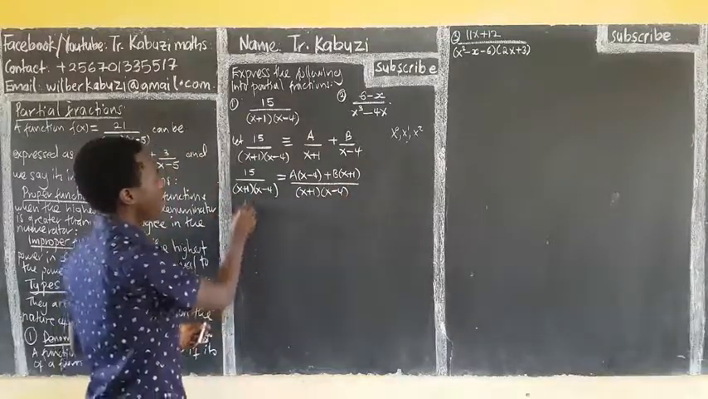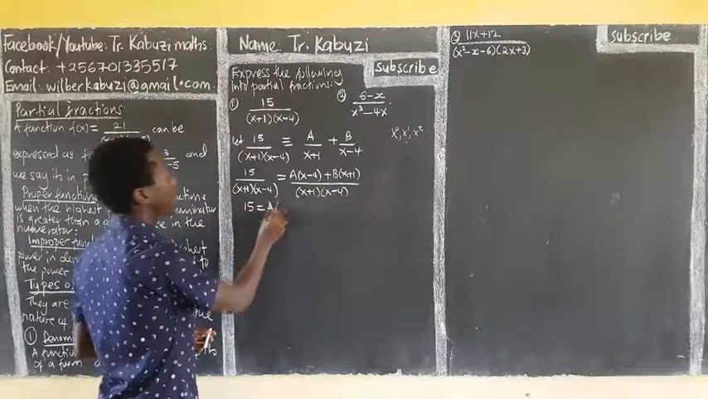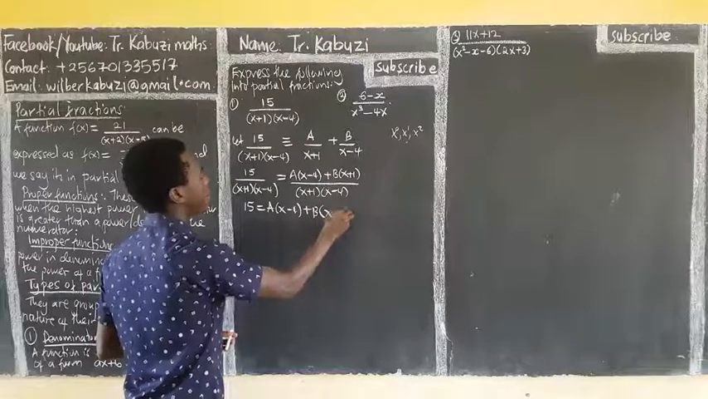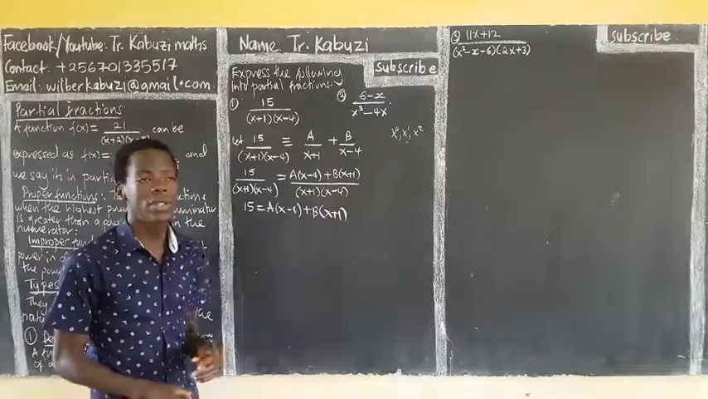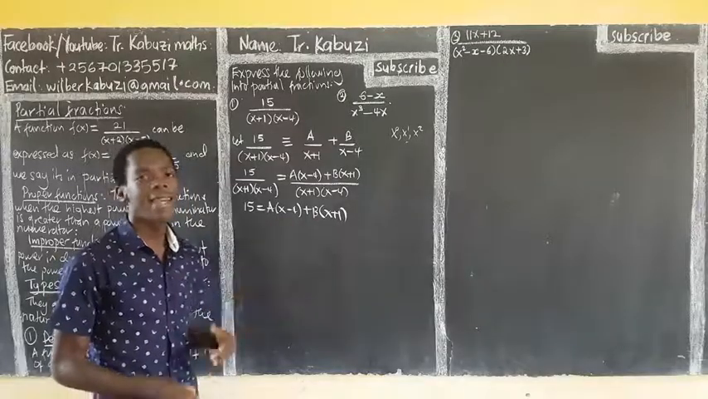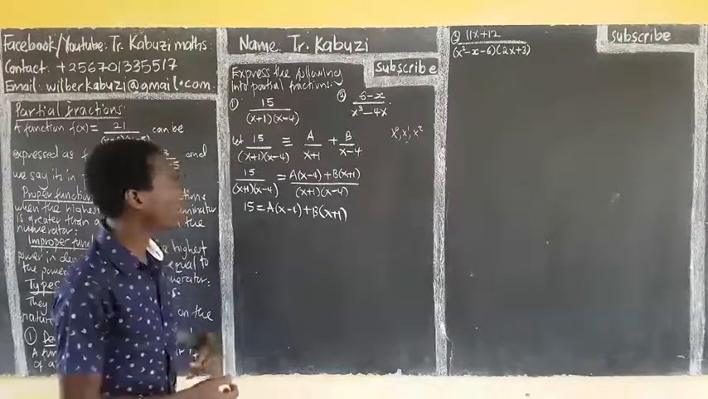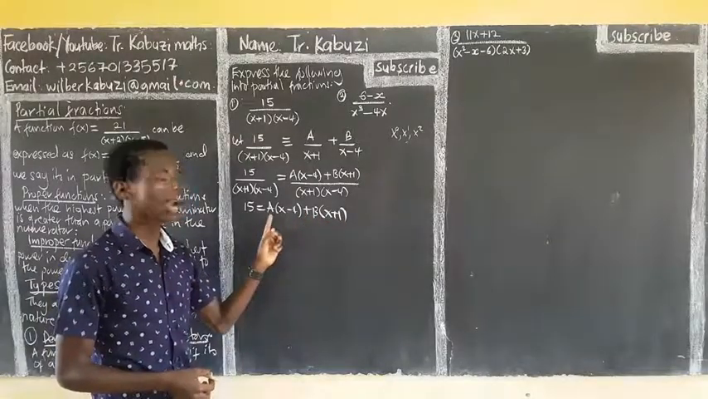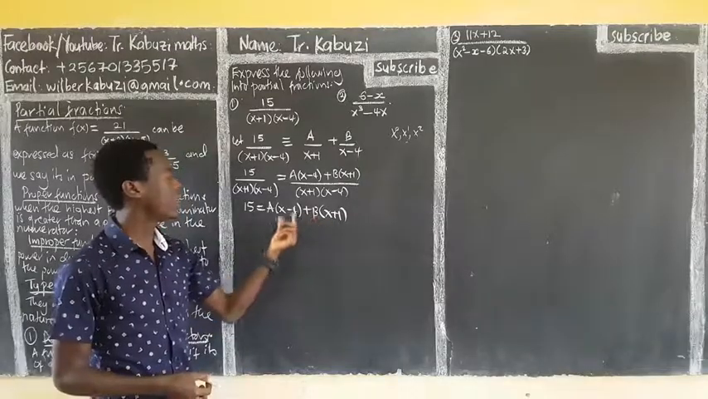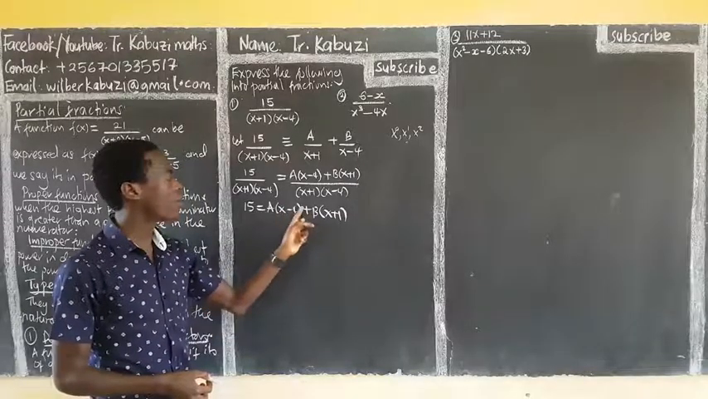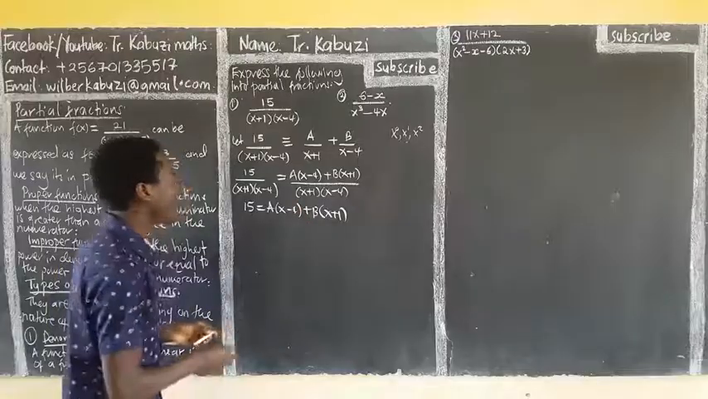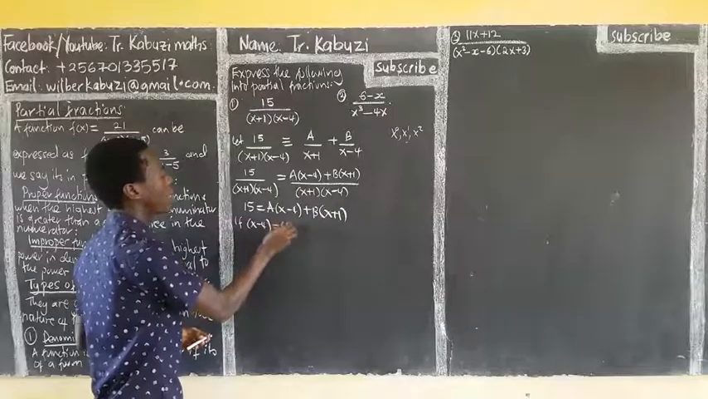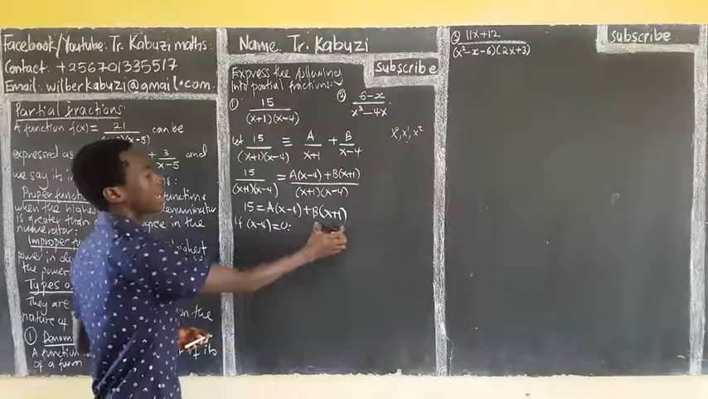That's why now we have 15 equal to A into x minus 4 plus B into x plus 1. Now we have one equation, but we have two unknowns, and that will give us infinite solutions. So our task now is to eliminate one of these unknowns, the A or the B. If I want to eliminate this, I want the whole of this bracket to be 0. So I say if x minus 4 is equal to 0, I eliminate this A, so that I can get B.